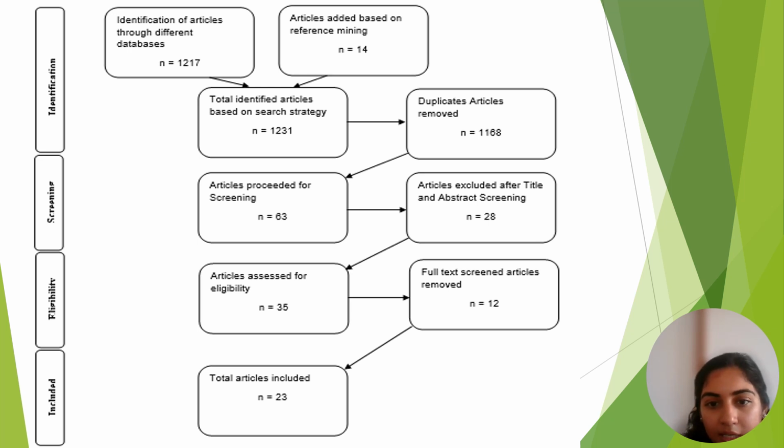Of these 63 articles, we excluded 28 articles on the basis of abstract and title screening. The remaining articles, 35 in number, were again screened for the full text. After the full text screening, we removed 12 articles, and the total articles included for the scoping review were 23.